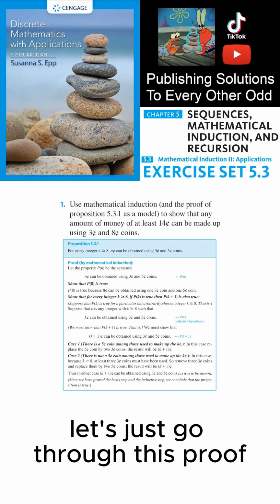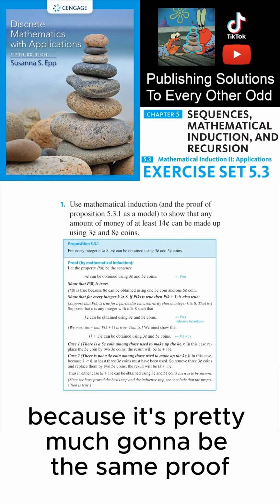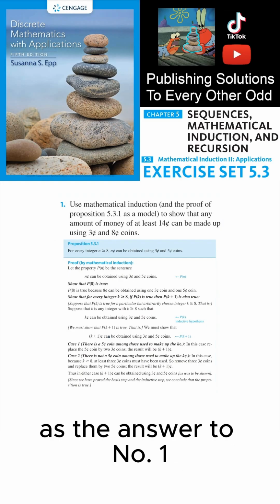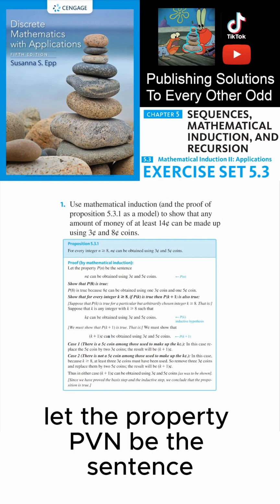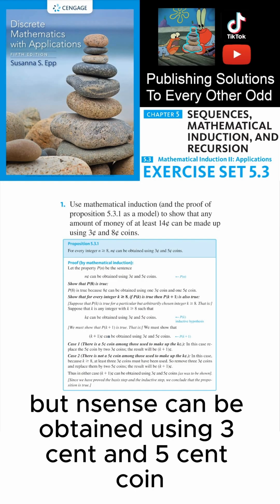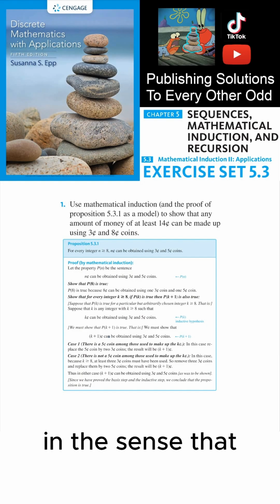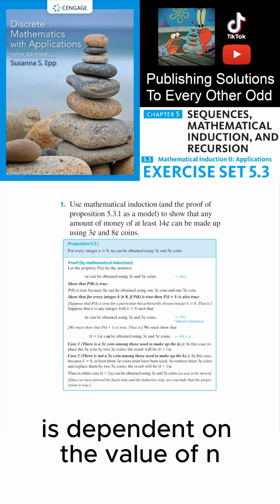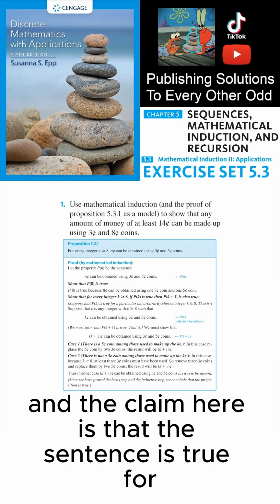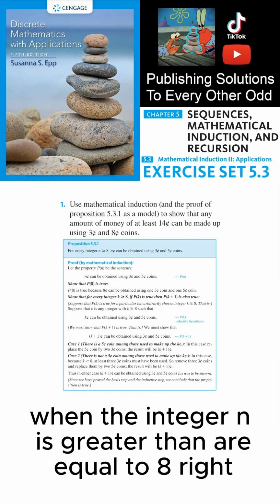Let's just go through this proof because it's pretty much going to be the same proof as the answer to number 1. So the proof here states, let the property P of n be the sentence, n cents can be obtained using 3-cent and 5-cent coins. So P of n is a propositional statement in the sense that the truth of this sentence is dependent on the value of n. And the claim here is that the sentence is true when the integer n is greater than or equal to 8.